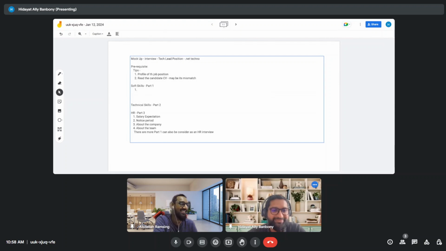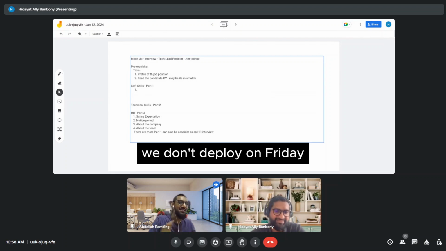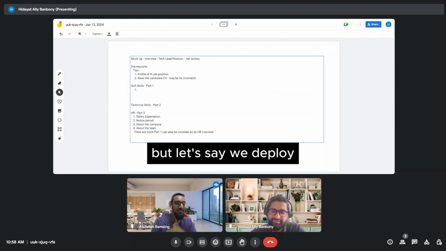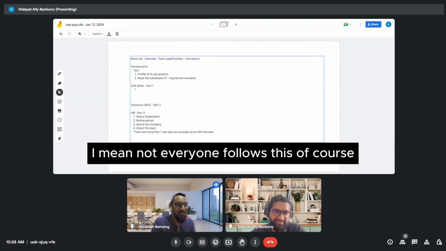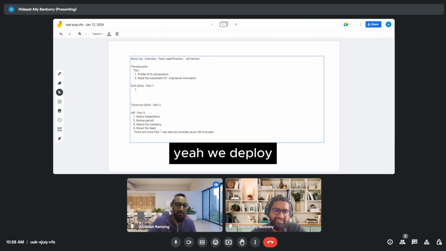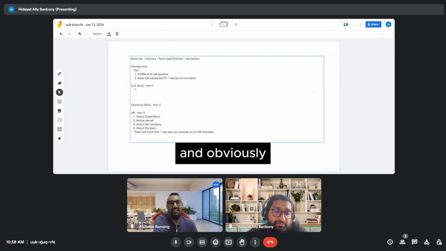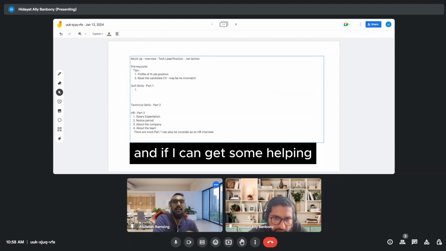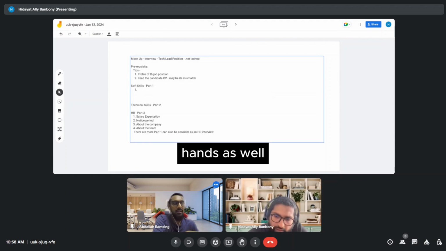Yeah, normally we don't deploy on Friday, but let's say we've deployed. Not everyone follows this, of course, but let's say we've deployed earlier and indeed there's a bug. Then my role as the tech lead is to sit down and try to solve it. And obviously, if I can get the coder who programmed this bug to be with me, it's good. I expect that he will be here with me, and if I can get some helping hands as well.